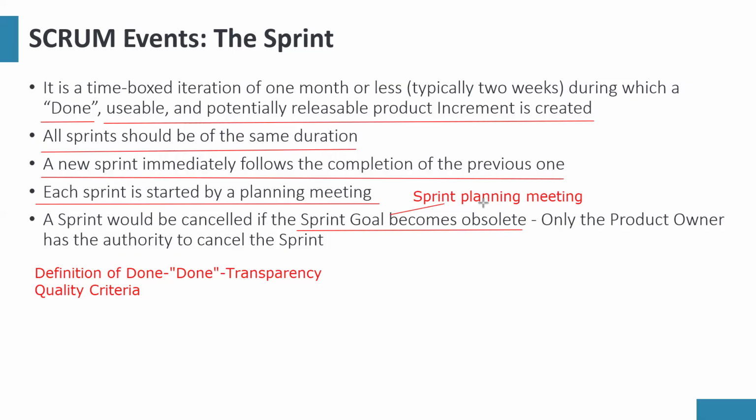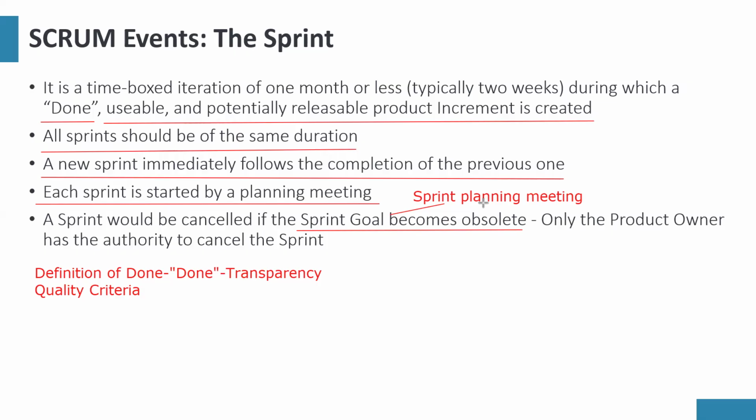So imagine you're building a product like WhatsApp in Dubai and you're creating some features, and you now hear that social media is banned in Dubai. That means the sprint goal of what you are building is now obsolete. So you can stop the sprint.